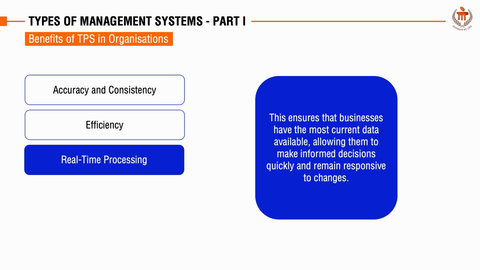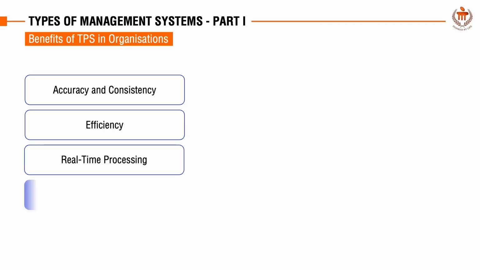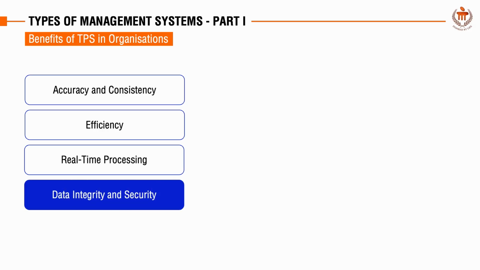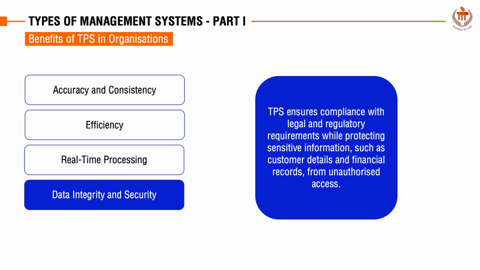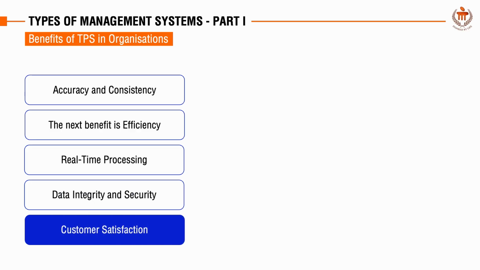This ensures that businesses have the most current data available, allowing them to make informed decisions quickly and remain responsive to changes. The next benefit is data integrity and security. TPS safeguards the accuracy and security of transactional data. It ensures compliance with legal and regulatory requirements while protecting sensitive information such as customer details and financial records from unauthorized access. The last benefit is customer satisfaction.